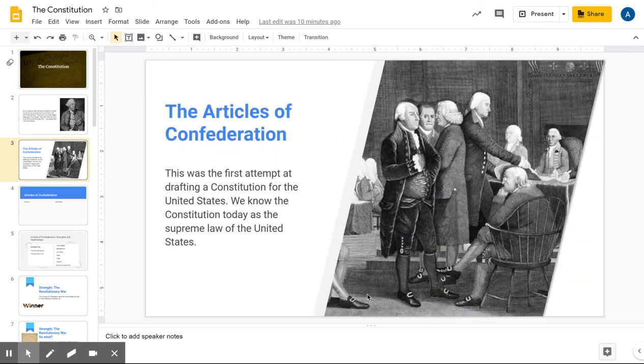So we're going to talk today about the Articles of Confederation, which was the first attempt at drafting a constitution for the United States. And we know the Constitution today is the supreme law, but the first attempt at the Constitution did not go so well for the United States.